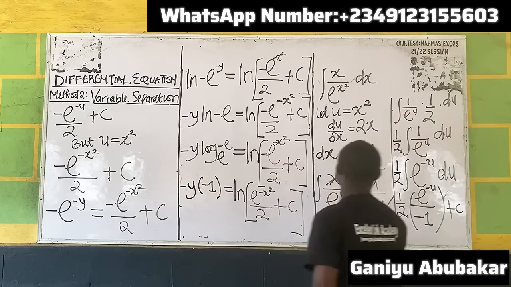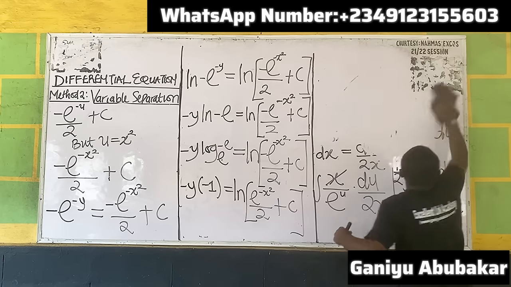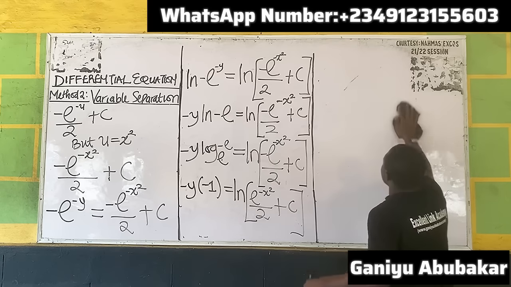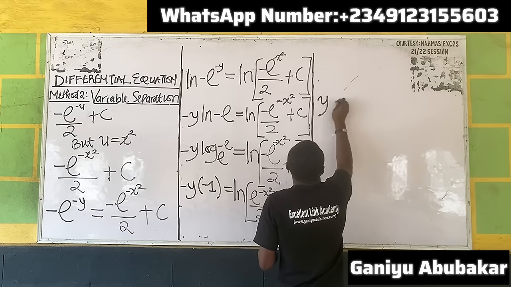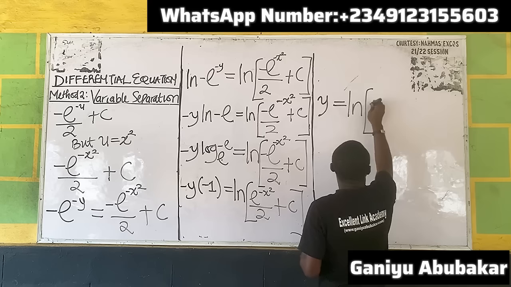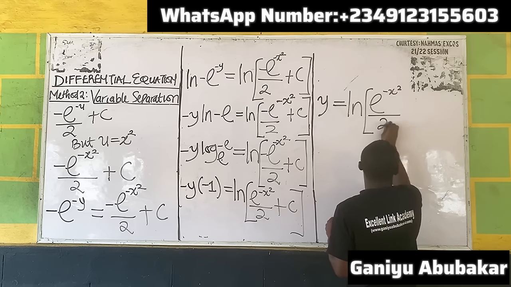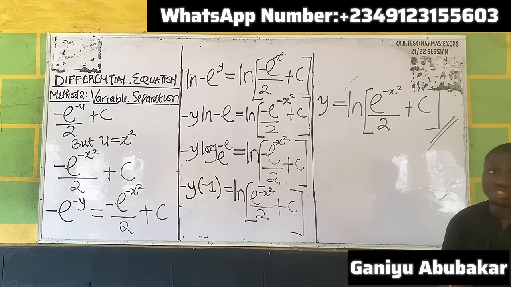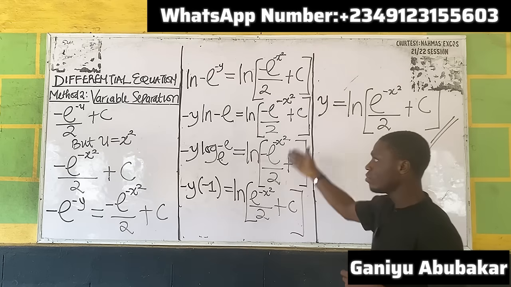So hence, finally, from here, minus is plus. y times y gives you y, which is now equal to ln of exponential minus x squared all over 2 plus c. This becomes the required solution for that particular question.